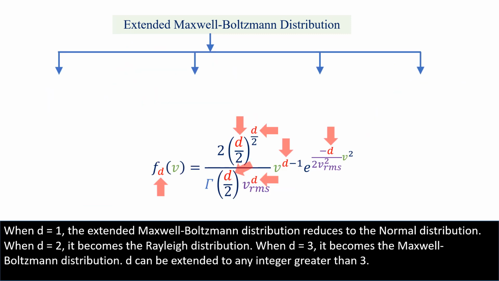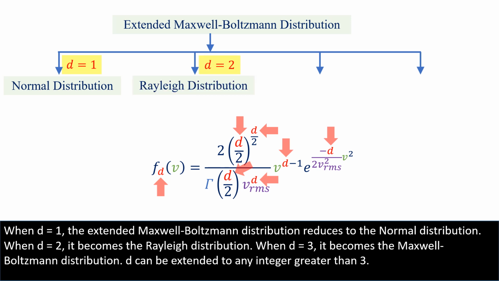When d equals 1, the extended Maxwell-Boltzmann distribution reduces to the normal distribution. When d equals 2, it becomes the Rayleigh distribution. When d equals 3, it becomes the Maxwell-Boltzmann distribution. D can be extended to any integer greater than 3.